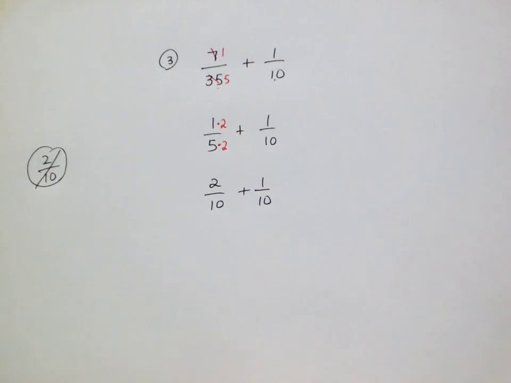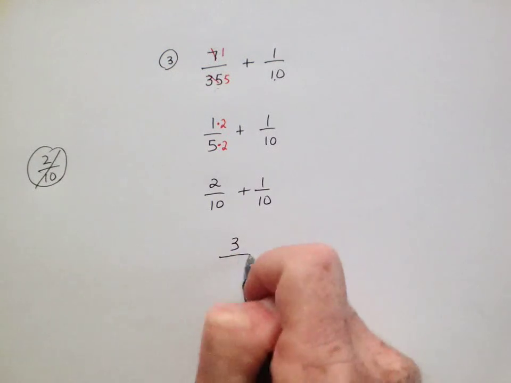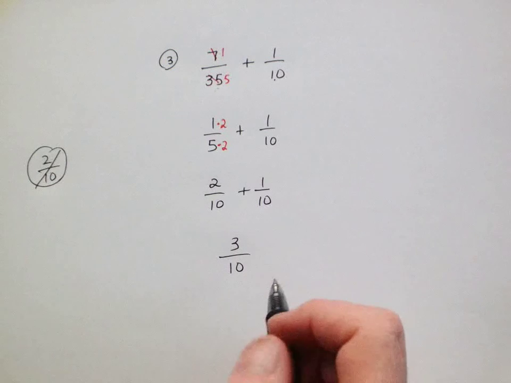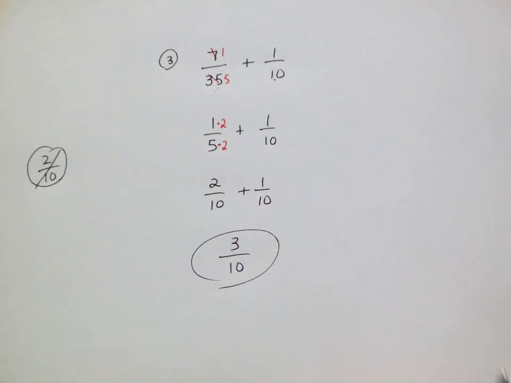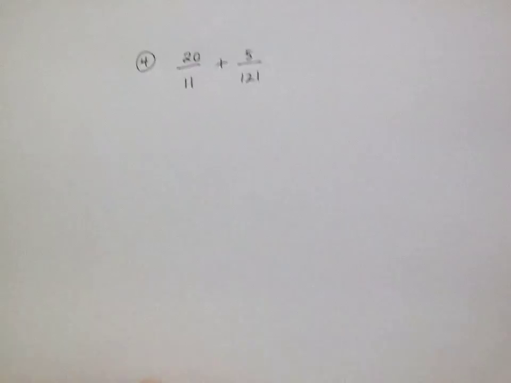Okay, anyway, to finish this problem, it is 2/10 and 1/10 is 3/10. And then that one, you can't reduce it, so it's done. Then on to number 4.